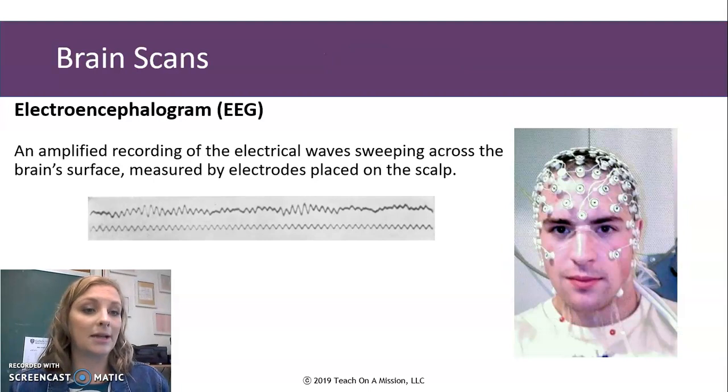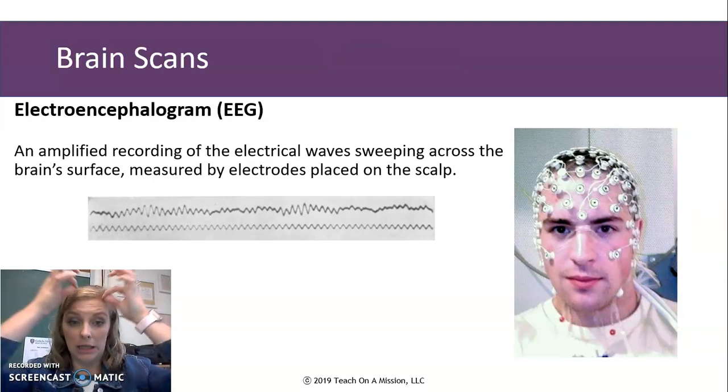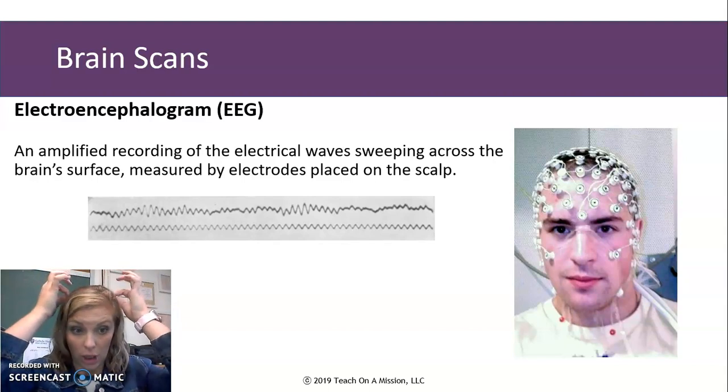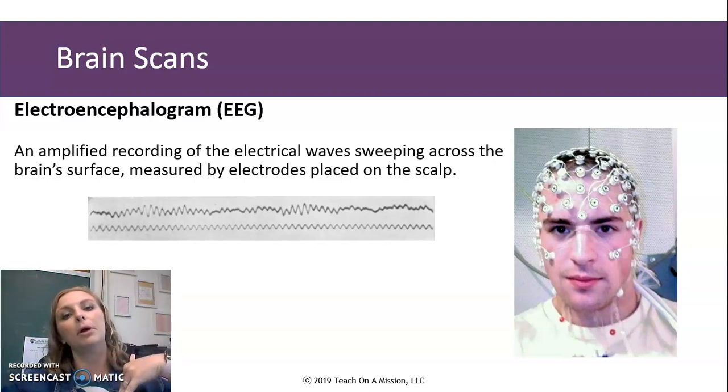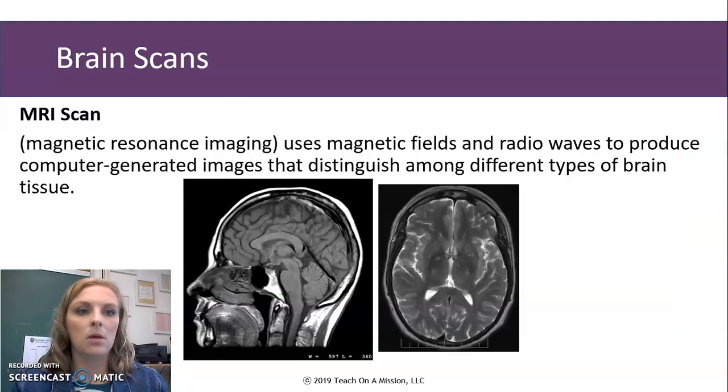The next is an electroencephalogram or an EEG. This is where they put different electrodes all over your head, and then they are actually measuring the electrical waves that are going from one part of your brain to another. They want to see what parts of your brain are active at what time when you are actually answering questions or doing some sort of processing task.